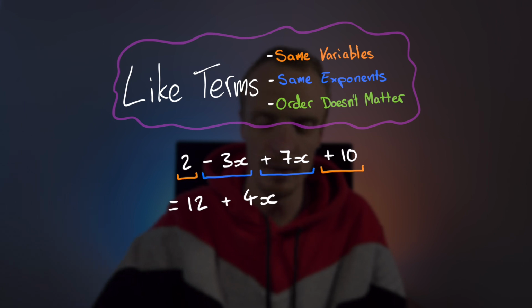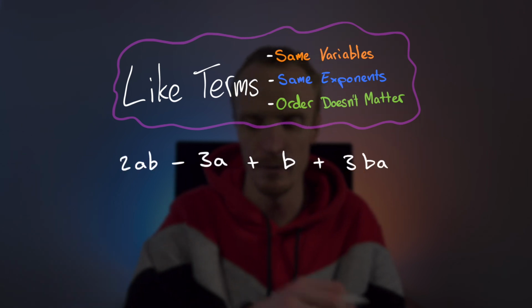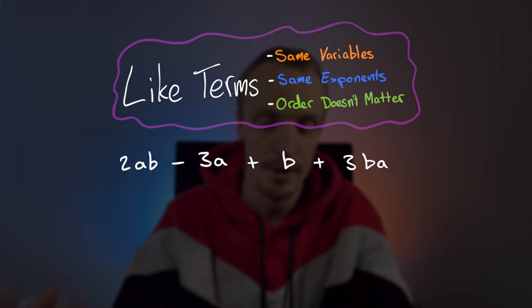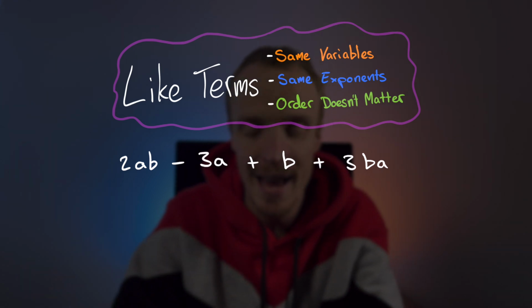So let's have a look at another example that has a bit of a difference in terms of the number of variables that we've got. So here we've got the variables a and b.